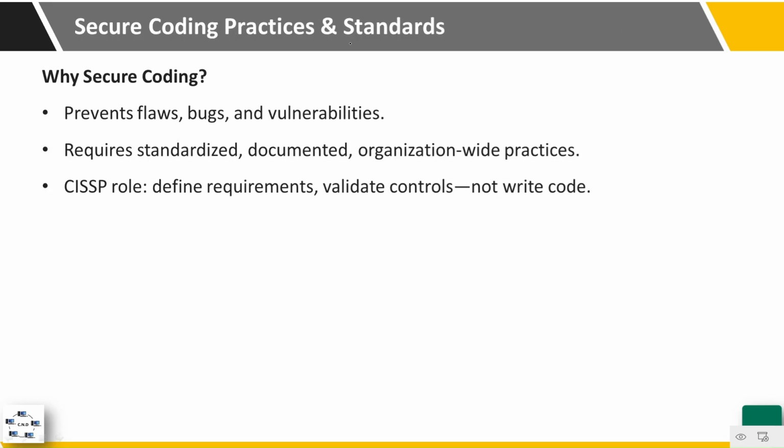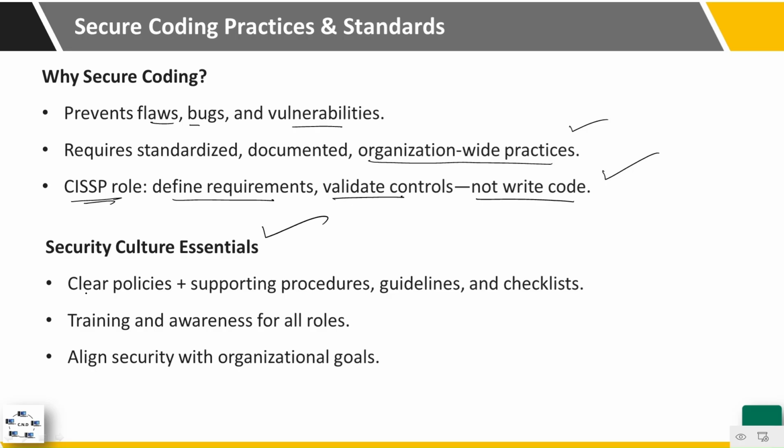Secure coding practices and standards. So why we need secure coding? It is because secure coding prevents flaws, bugs, and vulnerabilities, and it requires standardized, documented, and organization-wide practices. So CISSP role in secure coding is to define requirements, validate controls, but not write code. So CISSP do not need to understand the code or write the code.